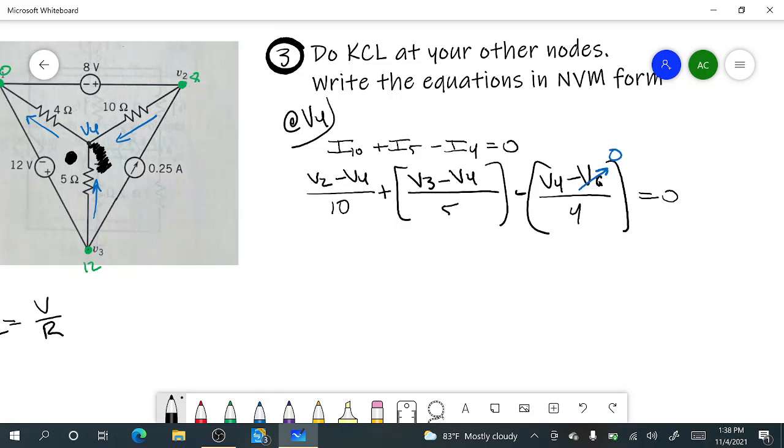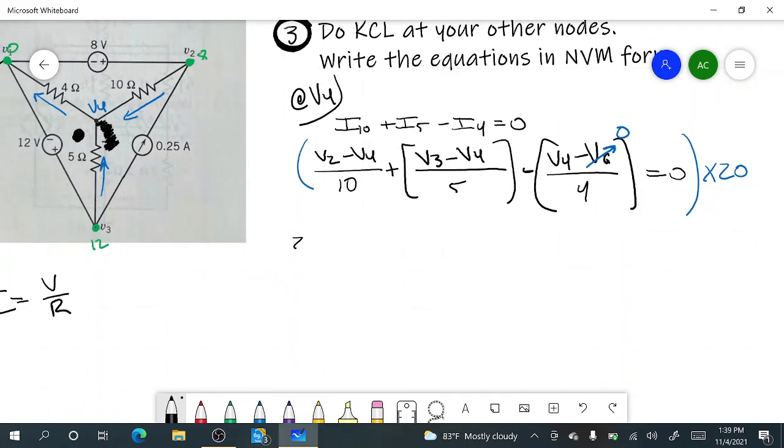Okay. From here, I like to multiply my equation by a number to get rid of the fractions. It looks like I'm going to multiply by 20. So I'm going to go, I guess I'll do it in blue, whatever. So I'll go times 20, and that's going to kill my fractions. So the 20 over the 10 is going to give me a 2. It's going to be 2V2 minus 2V4, okay, because 20 over 10 is 2, and that 2 pops onto those guys. Easy enough.